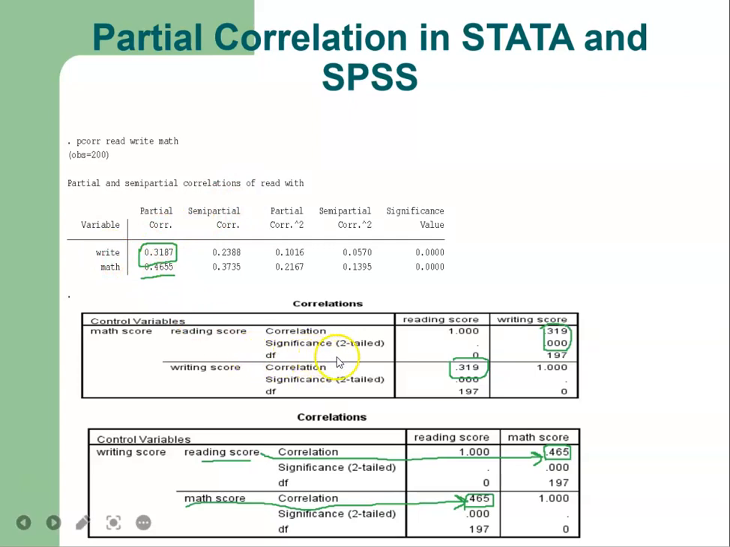Similarly, this is exactly the same, 0.318, which is 0.319, and here this is the partial correlation coefficient between reading score and writing score while controlling for math score, and this is the partial correlation coefficient between reading score and math score while controlling for writing score.